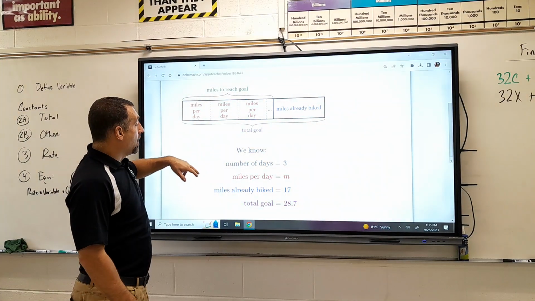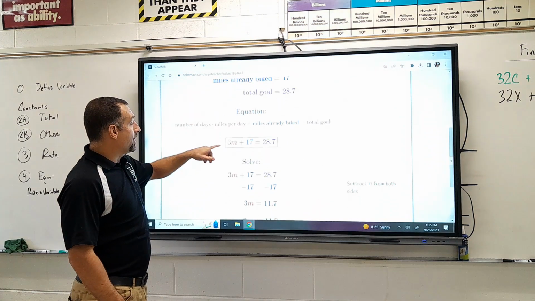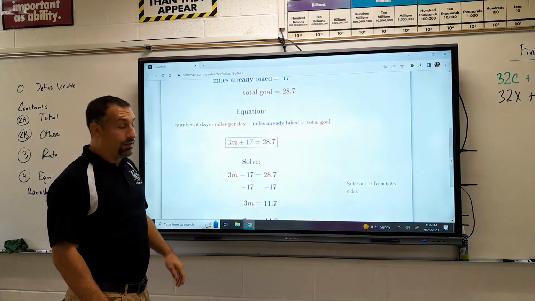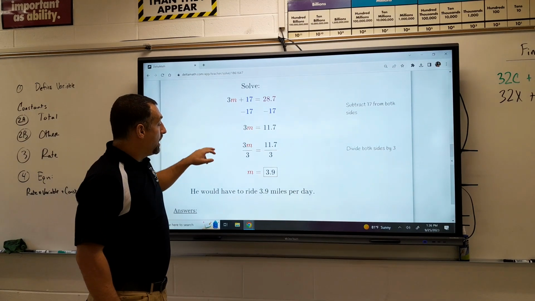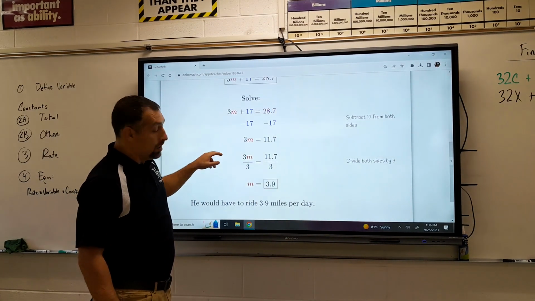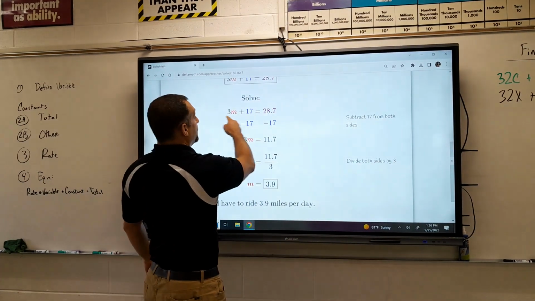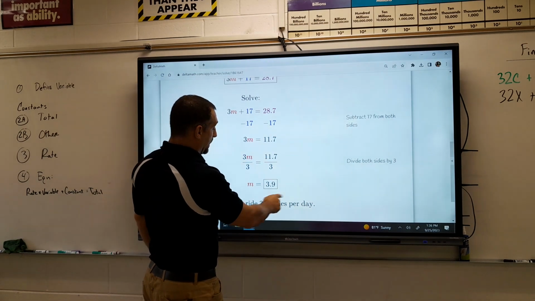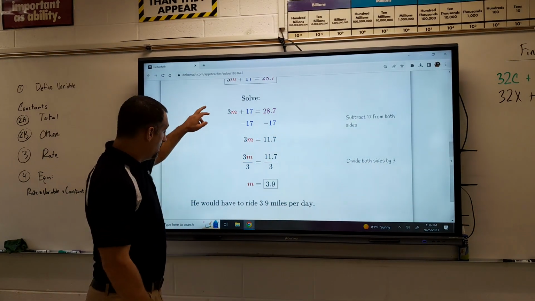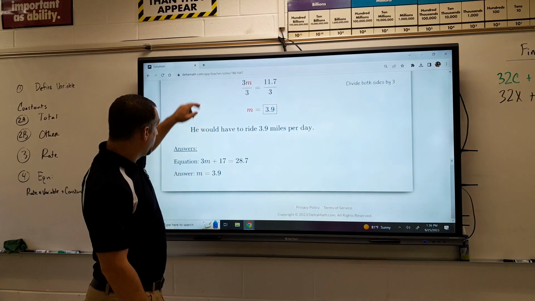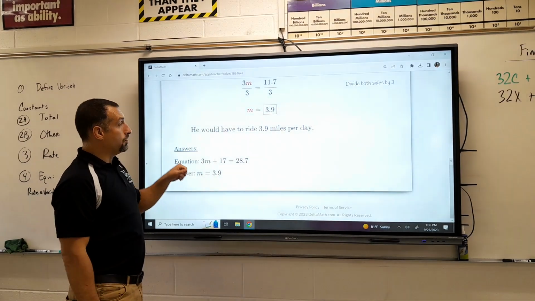That is a little overly complicated. Let's see, they got 3M plus 17 is 28.7. That's the same equation we had. And they did get 3.9. So what they're looking for in the first box is this equation, and then the second box, the answer. And there we go, equation and the solution.